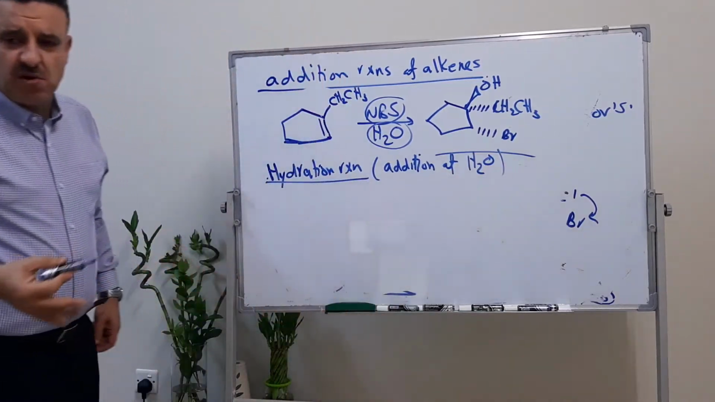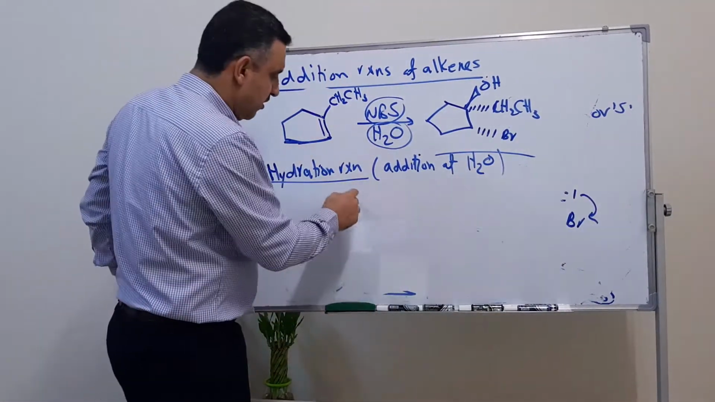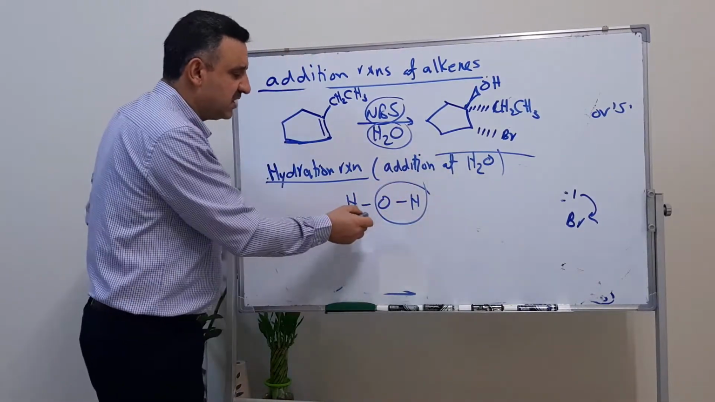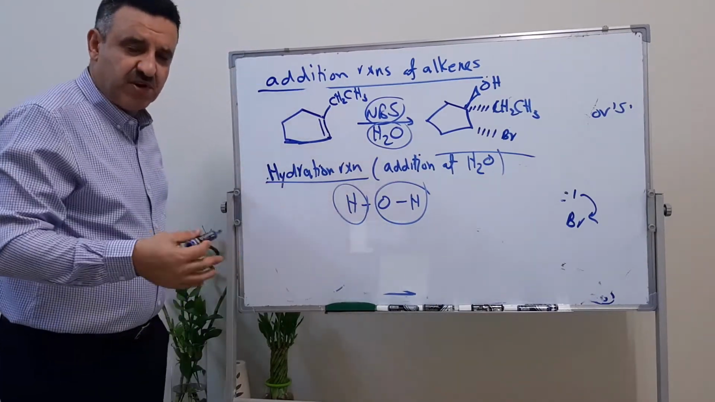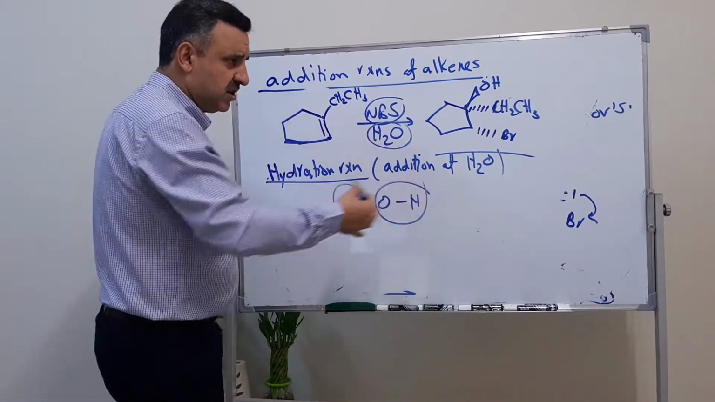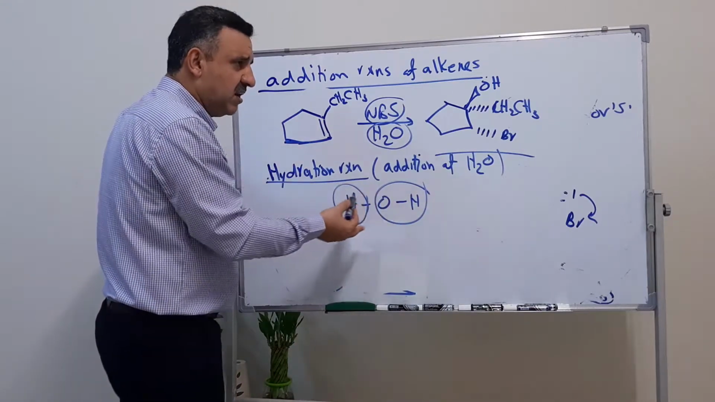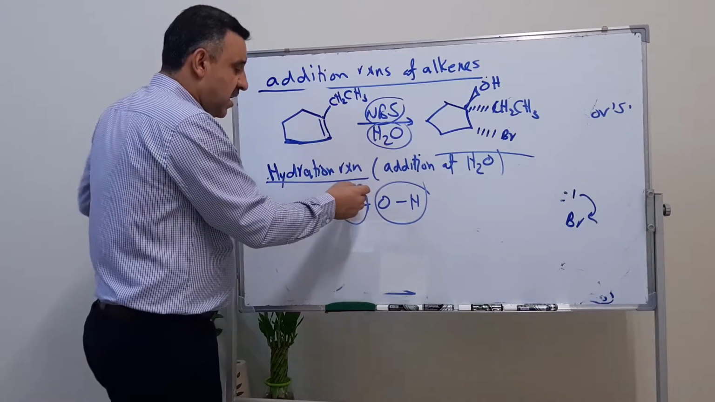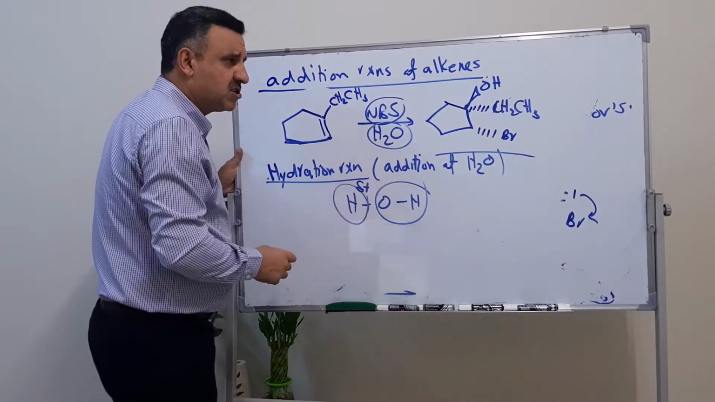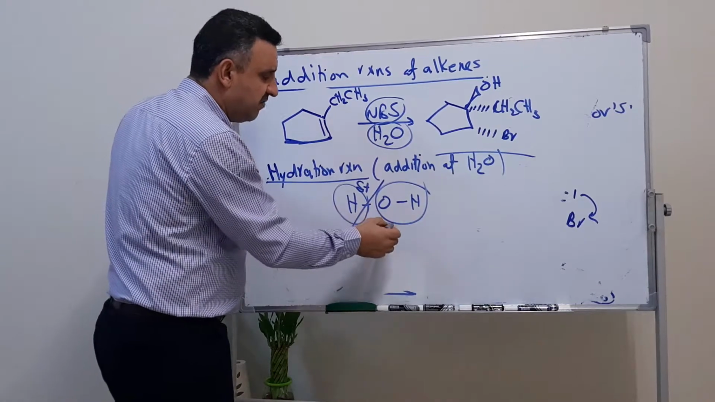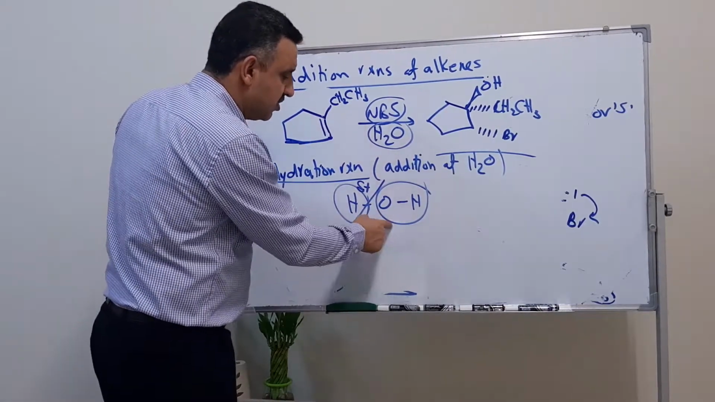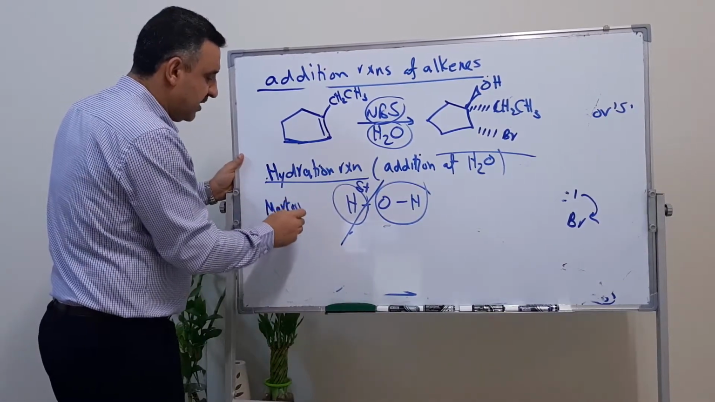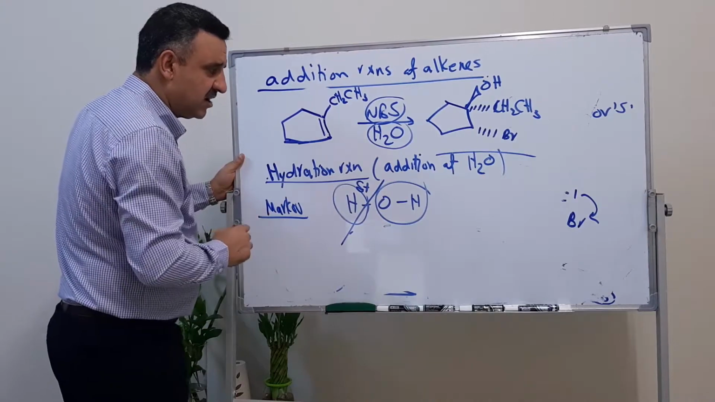Now the H2O is like two parts. If you imagine H2O, we are adding this part and we are adding this part. For the hydration with water, in the conventional way, if you use this as the reagent, then the electrophilic part must be the hydrogen, while the nucleophilic part will be the OH. So this reaction will follow the Markovnikov addition manner.